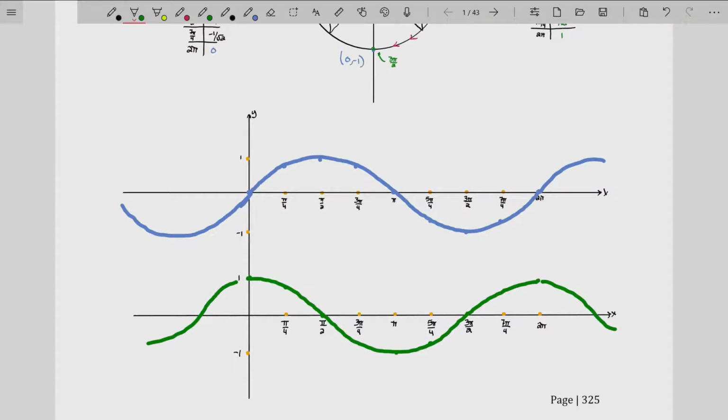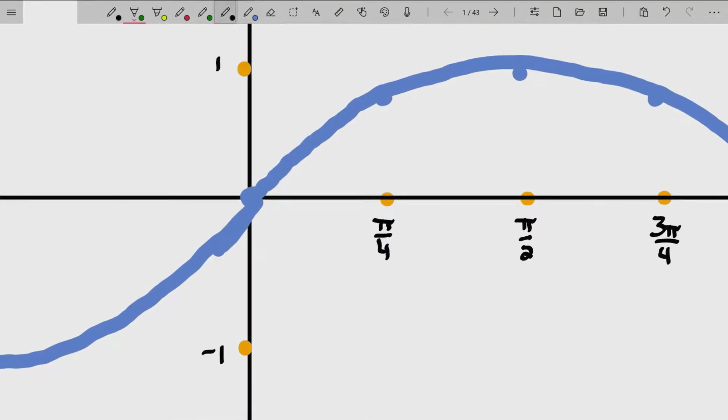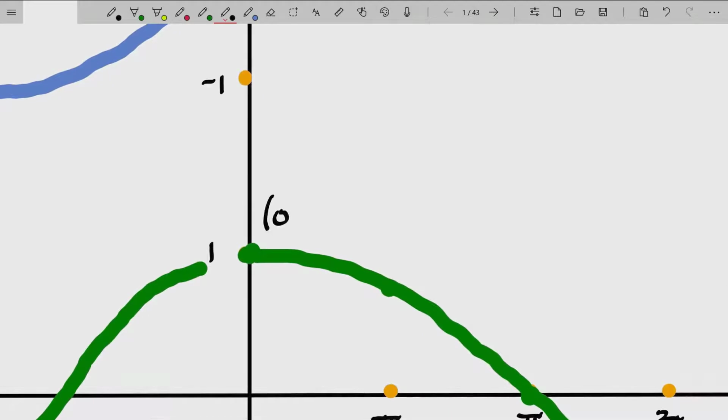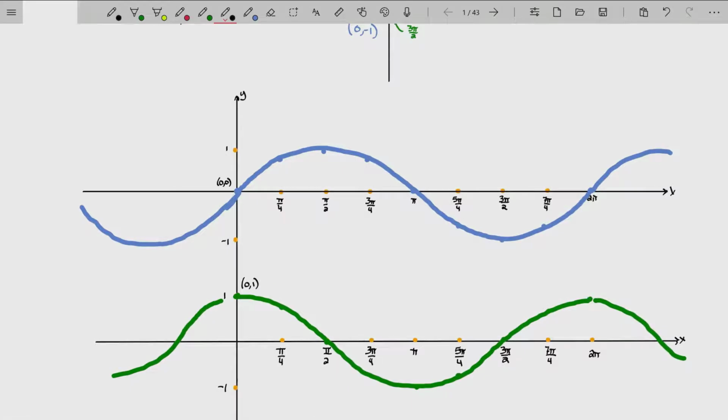They're very similar curves, but the sine starts at 0, 0. Let me write that in. The sine starts at 0, 0. The cosine starts at 0, 1. Otherwise, they kind of have the same oscillation or the same picture. And in fact, because they are cofunctions, they should. Notice the cosine in green is shifted to the left pi over 2 units from the sine. The sine is shifted pi over 2 units from the cosine. So they are the same functions, just shifted.